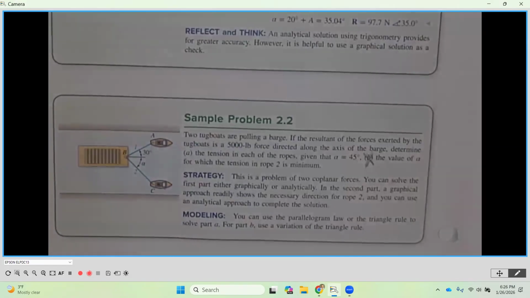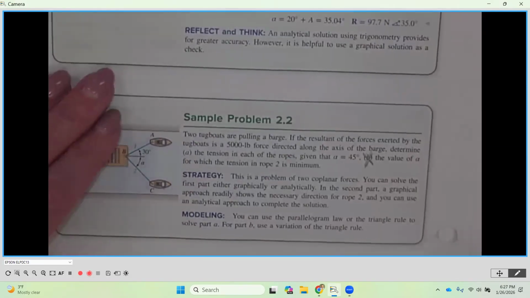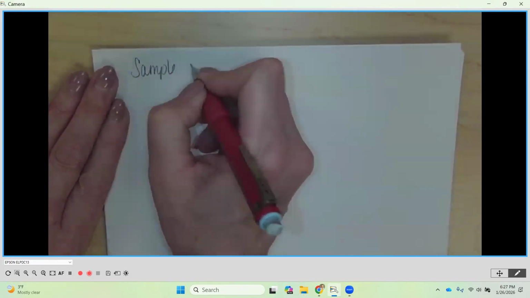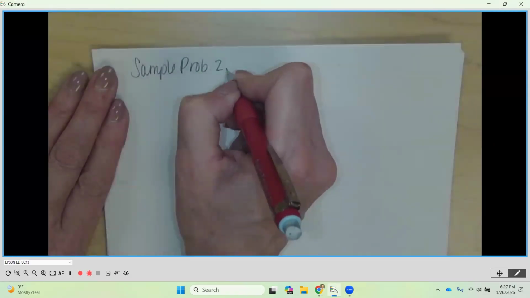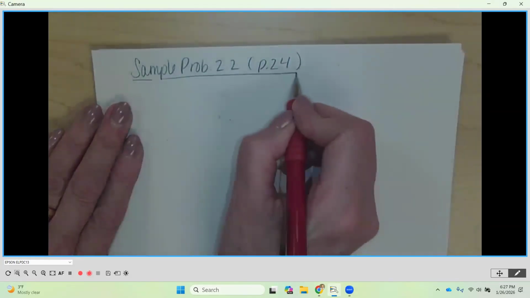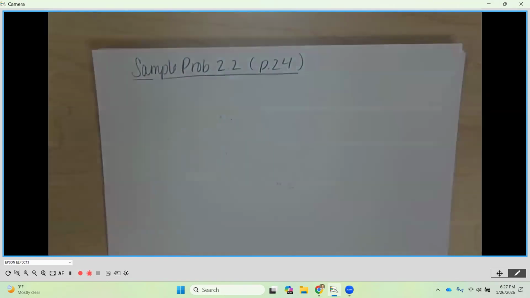So what we're going to do, we're going to start by drawing a nice sketch, and then we'll calculate what we need to. We'll kind of define the problem from there. Okay. So I'm going to go over here. This is going to be sample problem 2.2, and this is on page 24. Okay. And we're just doing part A only. All right. So we don't have to worry about part B.